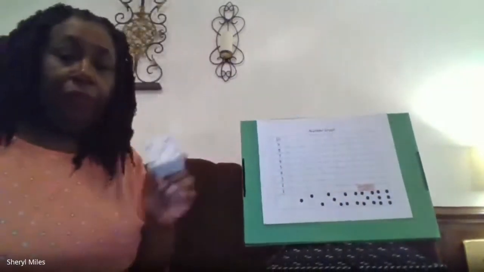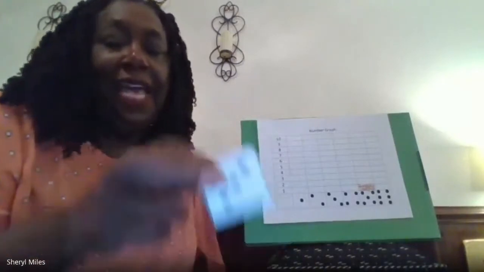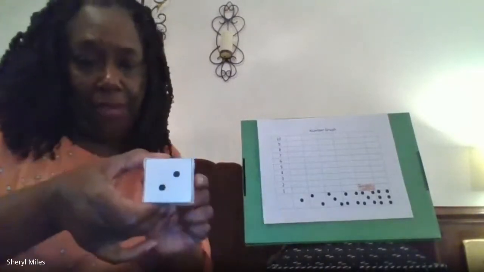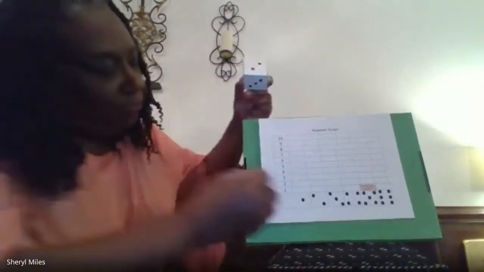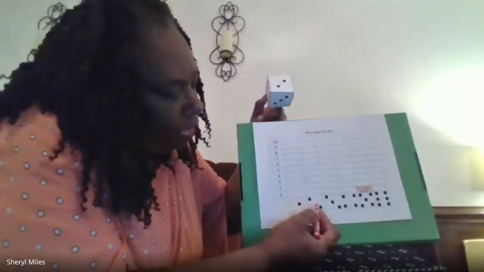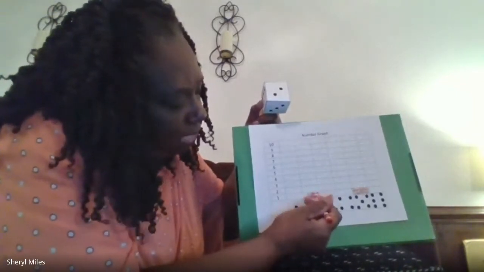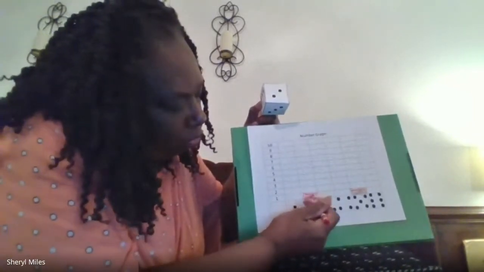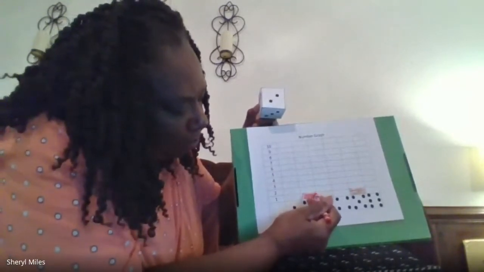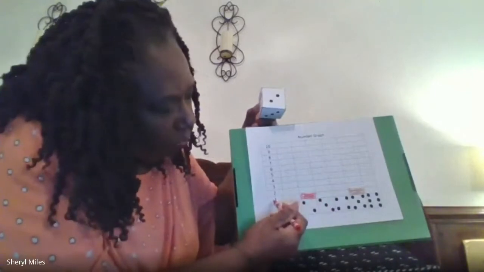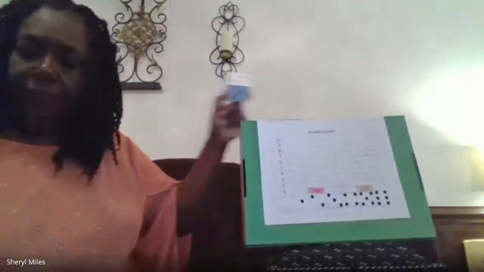Okay, we'll roll it again. This time, the number 2 came up. You see the two dots? Let's count them. 1, 2. So we have to find 2. Here is 1, 2. Here's 2. So I'm going to color in 1 square because we rolled the die and the number 2 came up 1 time. See the 1 right there? 2 came up 1 time and 5 came up 1 time.